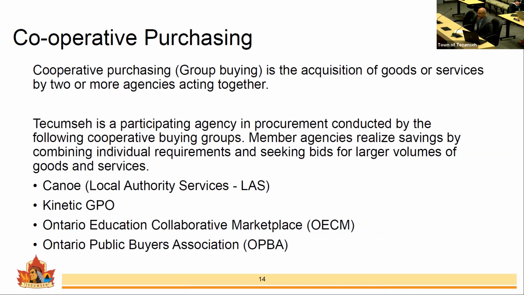Cooperative purchasing is the acquisition of goods or services by two or more agencies acting together. This is included within our policy, provided that the cooperative's procurement process is in compliance with trade agreements and is consistent with our bylaw and policy. Tecumseh currently participates in 4 buying groups, including Canoe, Kinetic, OECM, and OPBA. Member agencies can realize savings by combining individual requirements and seeking bids for larger volumes.